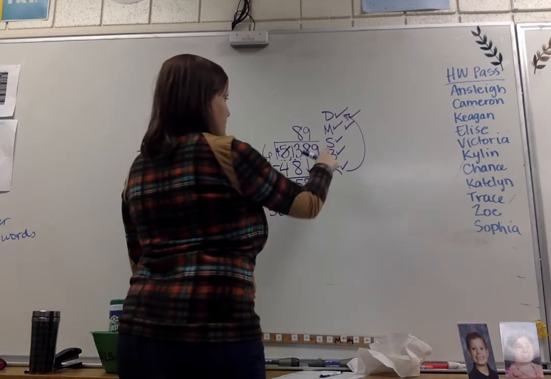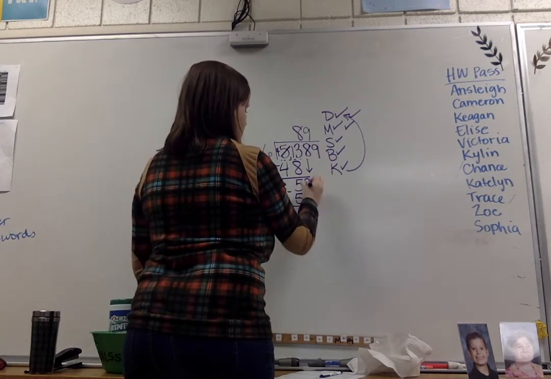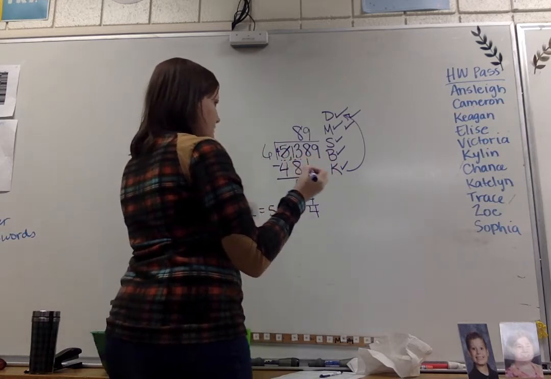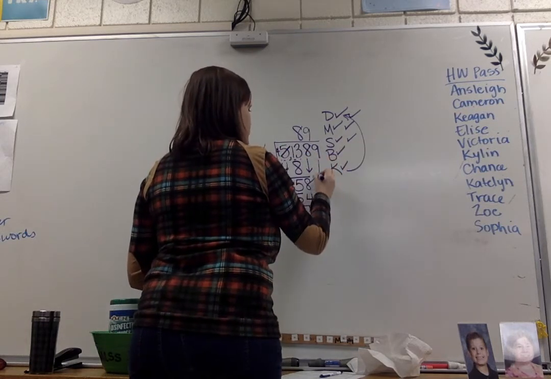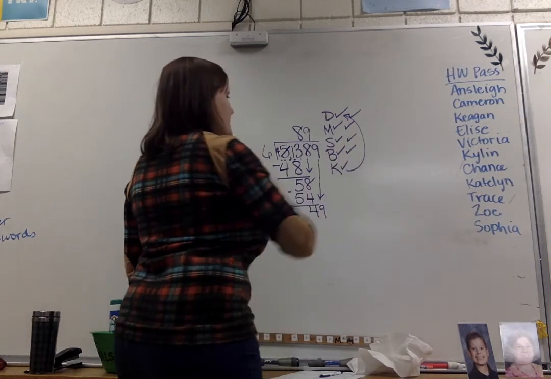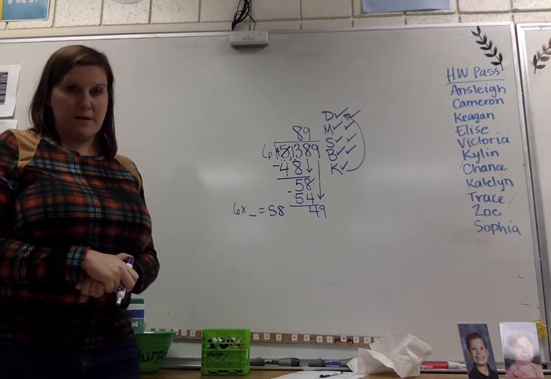S tells me to subtract. I can do 8 minus 4, so I just have to do 4. 5 minus 5 is 0, so I don't need to put anything there. B tells me to bring down, so I'm going to bring down the 9. Since I brought down, I need to keep going.